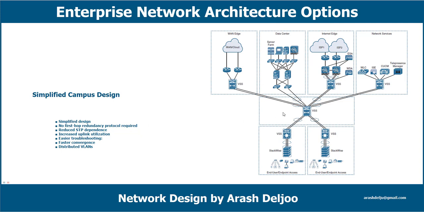Also, as you can see, in other places in the network, again we are using the VSS or stacking technology. For example, between these 2 distribution layer switches we use VSS, and also here VSS and then VSS. And as you can see, now we can aggregate all of these links. And here we have multiple benefits. One of the benefits is using a simplified design.